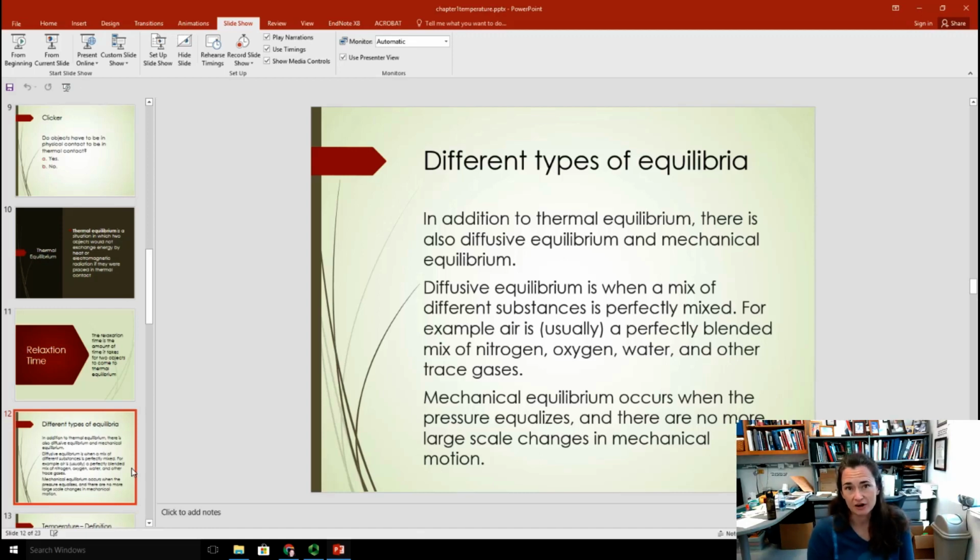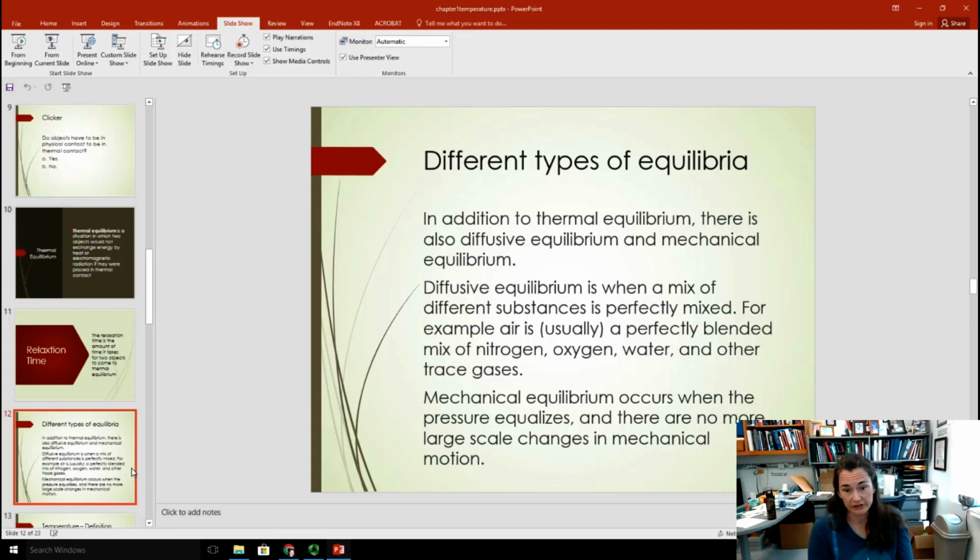Another example would be air. Air is generally a blend of about 80% nitrogen gas and about 20% oxygen gas, and then there are some other trace amounts in there. If you took a sample of air from the upper left corner and the bottom right corner of a room, they would contain roughly the same percentages of oxygen, nitrogen, and other trace gases. In other words, air has come to diffusive equilibrium, so you're not going to have a whole corner of nitrogen and a whole corner of oxygen. It's not going to happen that way.